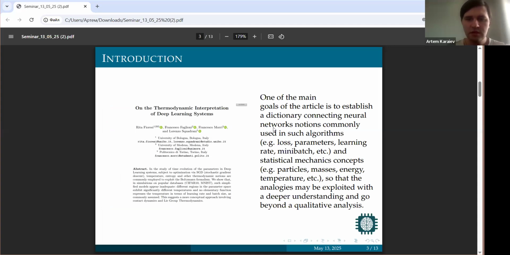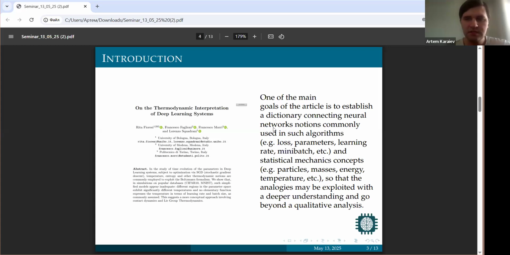First of all, I want to say that the main idea of this article and one of its main goals is to make a duality between neural networks, machine learning, and well-known statistical mechanics and thermodynamics. So, to find the well-known parameters such as loss function, learning rate, mini batch, and others in machine learning, and find their dual analogs in thermodynamics such as particles, mass, energy, temperature, and others.